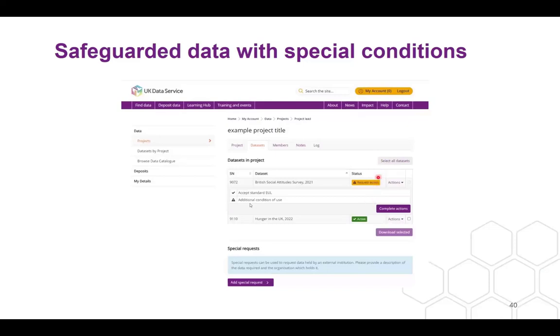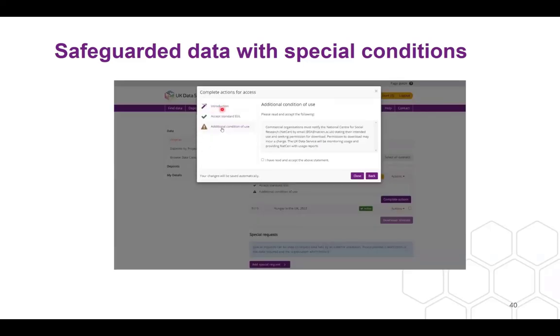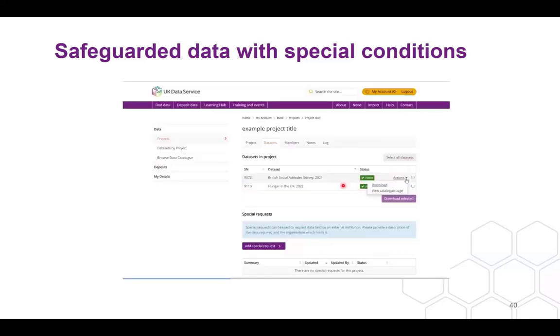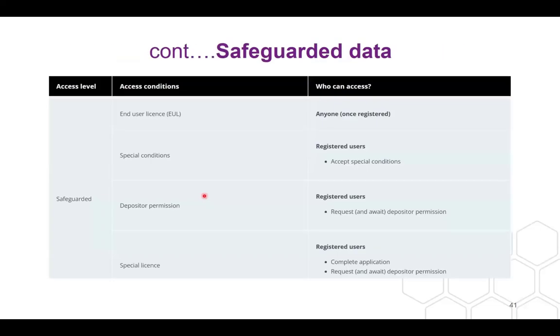So why does it have the yellow request access? Because I'm missing a step. I need to agree that I understood the additional condition of use. All I need to do is to complete actions. This is the workflow that will open. I have accepted the end user license through my registration, and I need to tick, if I'm happy, of course, that I have read and accept the above statement. Once I do it, my dataset is active, actions, download, and similarly, I can download it. With this, we covered this case.